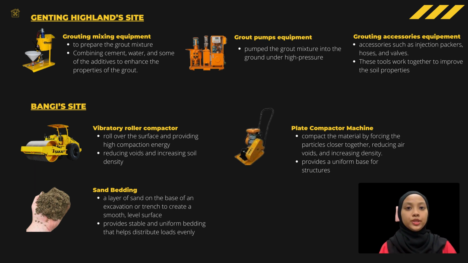We will continue to present the equipment and machinery used in the Genting Highlands project and the Bangi project. As mentioned by Irina, the types of soil improvement implemented are cement grouting for the Genting Highlands project and soil compaction for the Bangi project. As the site manager said, the equipment used for Genting Highlands consists of grout mixing equipment, grout pumps, and grouting accessories. Let's begin with the grout mixing equipment first.